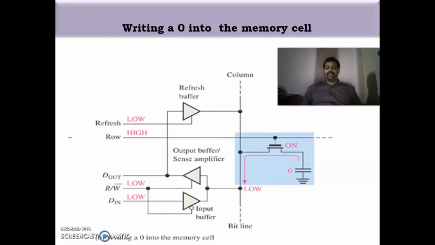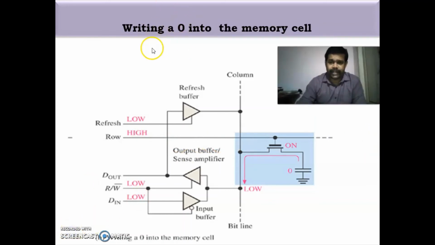The input buffer is an inverter buffer, so the refresh buffer and output buffer are normal buffers. For the write operation, we first make the row line high.